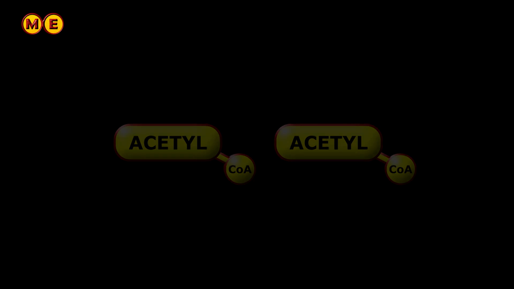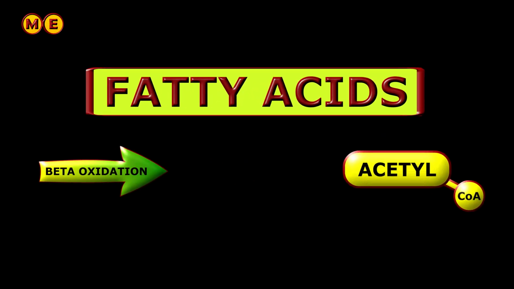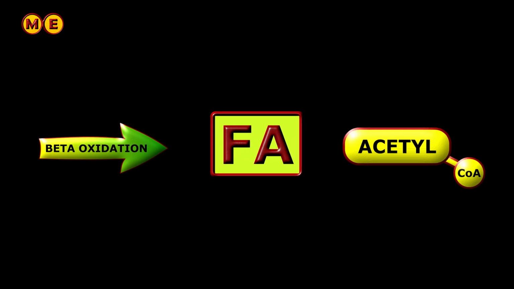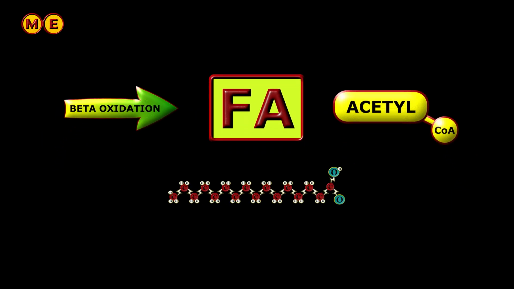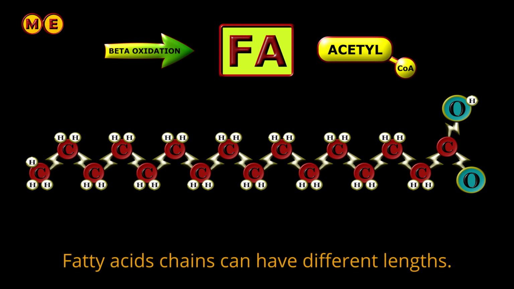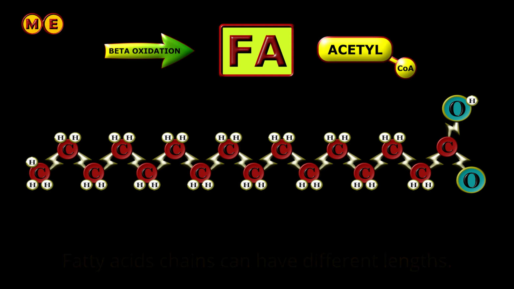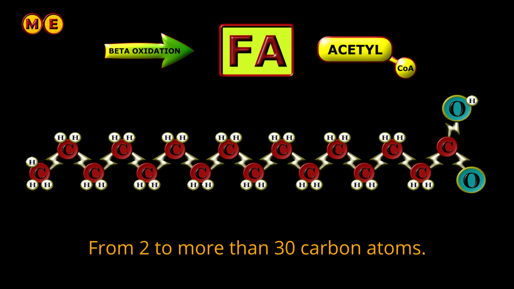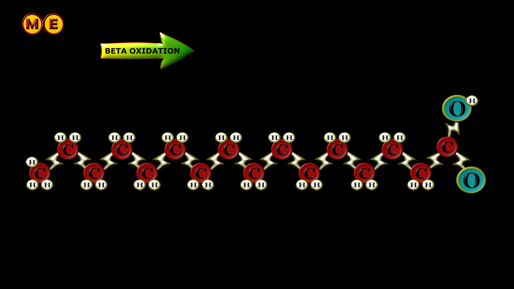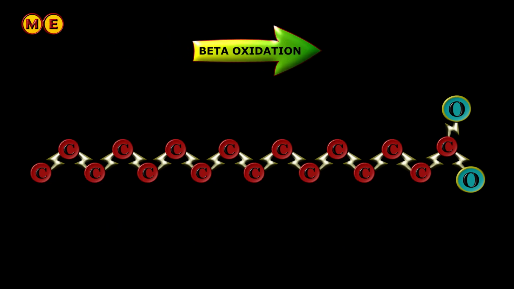Let's see the other pathway now. Beta oxidation is a series of processes that convert fatty acids into acetyl-CoA. As we already said, fatty acids are chains of carbon atoms, and those chains have different lengths, from 2 to more than 30 carbon atoms. But the most common ones have between 8 and 24 carbons in length.